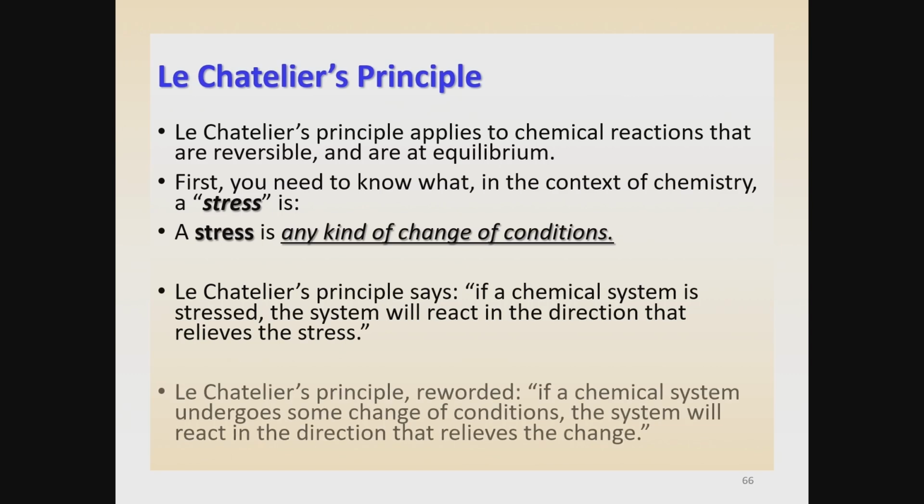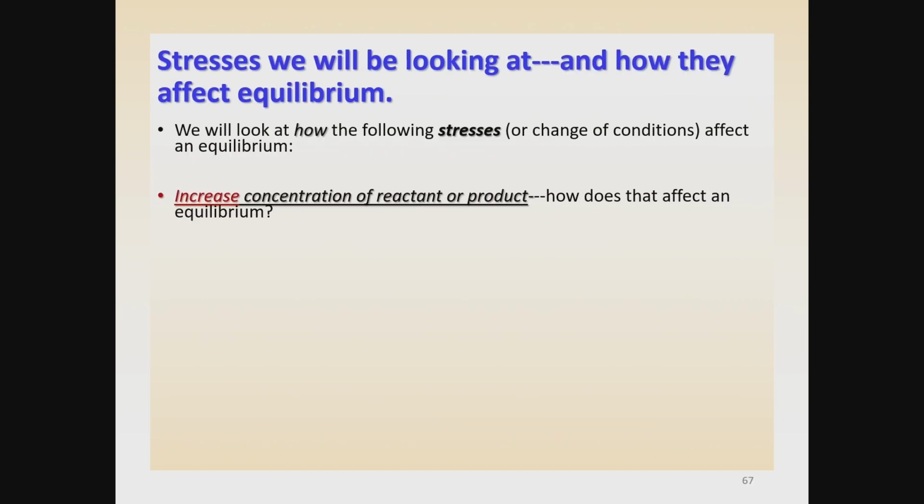Okay, well, here's another way to think of it. It says here, Le Chatelier's principle reworded: if a chemical system undergoes some kind of change of conditions, the system will react in the direction that relieves the change. So what we are going to do is look at several examples. We're going to see how the following stresses affect equilibrium.